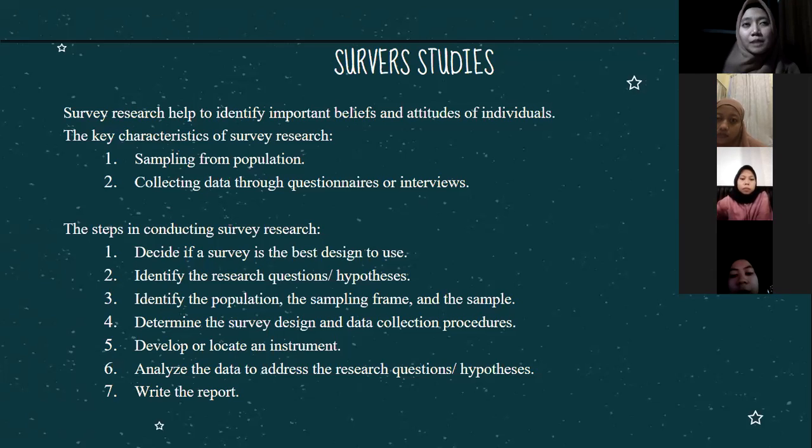And after that, from the target population, we can choose a sample. At the most specific level, we can choose a sample from the target population. A sample is a group of participants in a study, selected from the target population, and the results are generalized to the target population. And the second is collecting data through questionnaires or interviews.